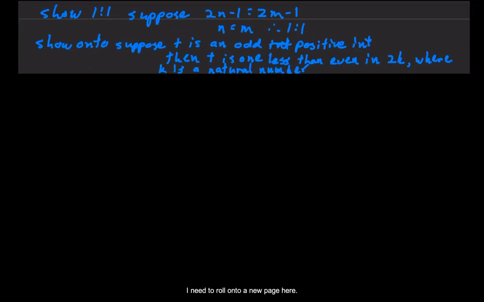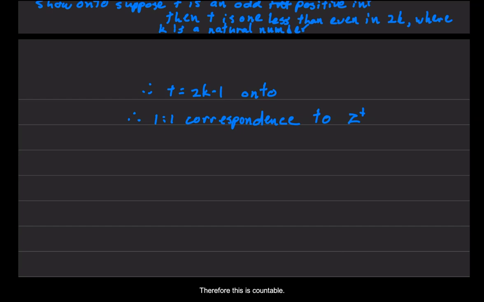And we have to roll onto a new page here. We'll say, therefore, t is equal to 2k minus 1, which proves that this is onto. Since it's one-to-one and it's onto, therefore this is a one-to-one correspondence to Z+. Therefore, this is countable.